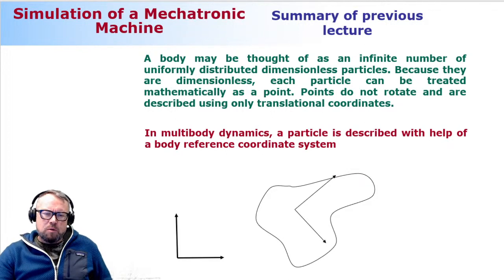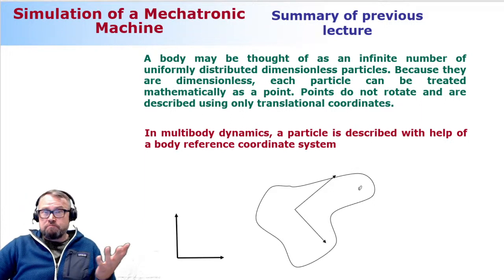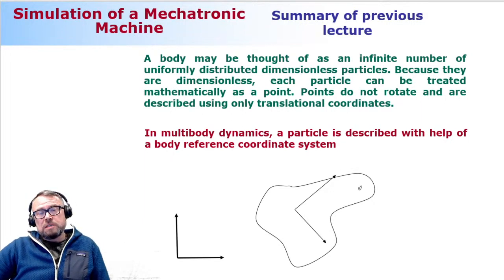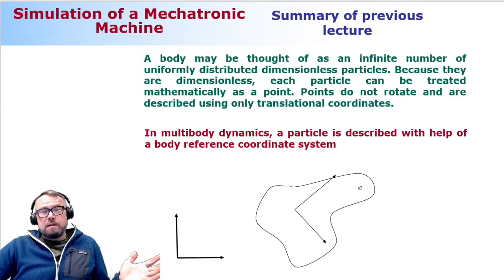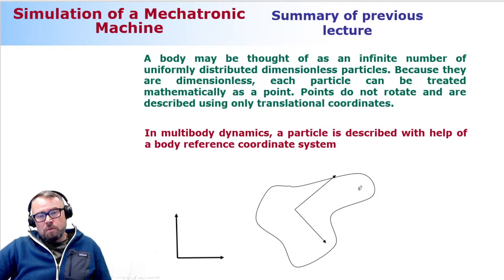It means that the only thing we need to know about the particle is where it is located. That's the whole thing. We don't need to worry about its rotation because, again, it's a non-existing thing.